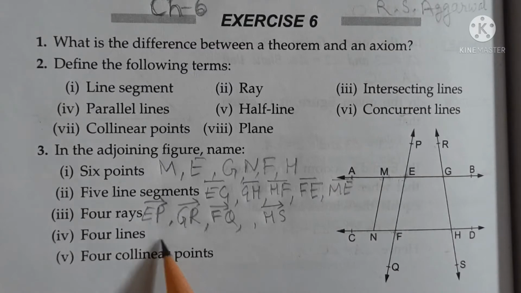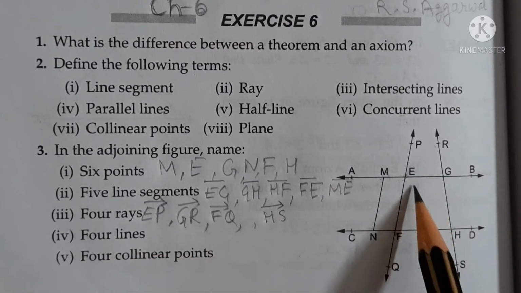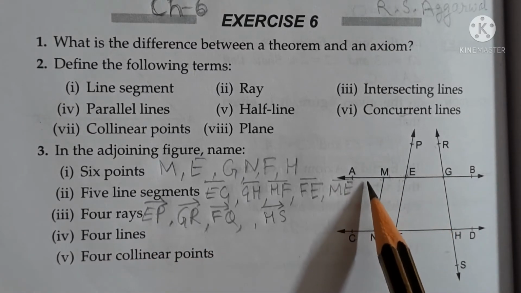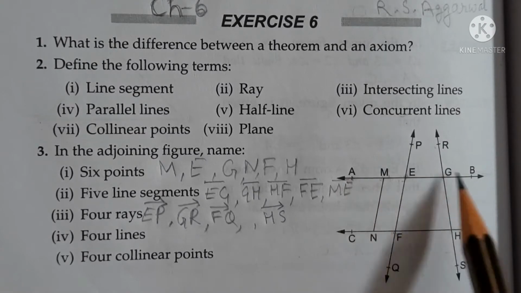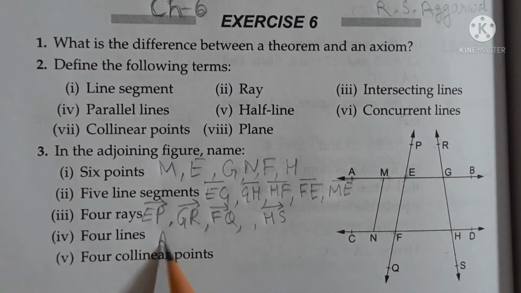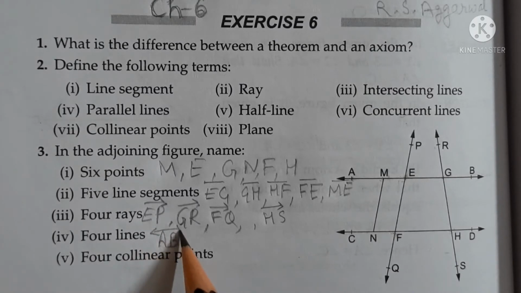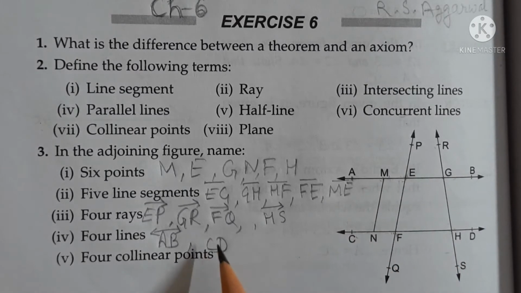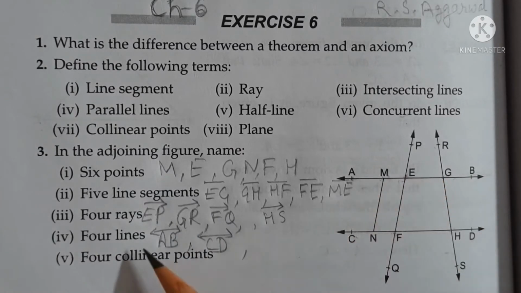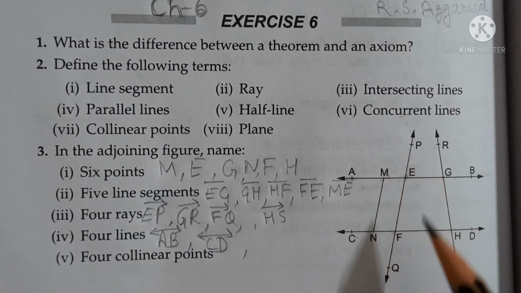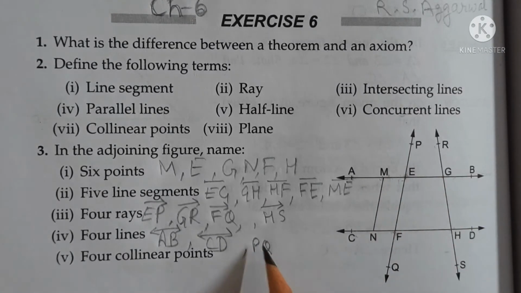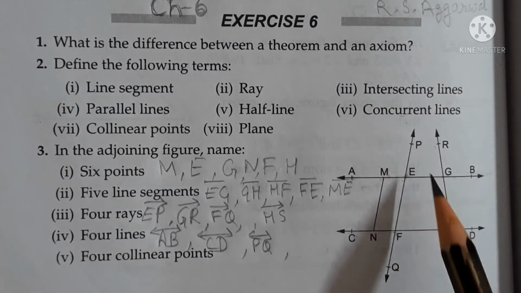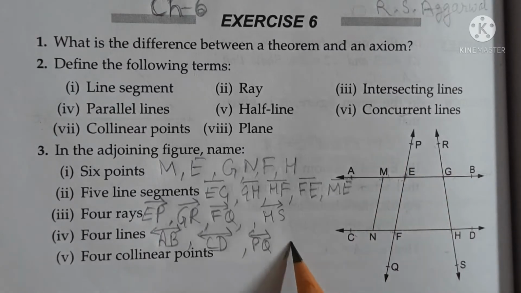4 lines. Here lines mean extending in both directions endlessly. So AB, and the symbol is an arrow on both sides. CD, arrow on both sides. Next 4 lines means next is PQ and one more, RS.